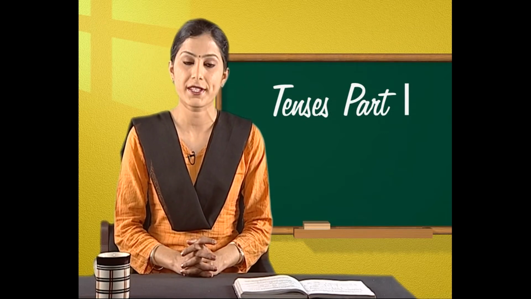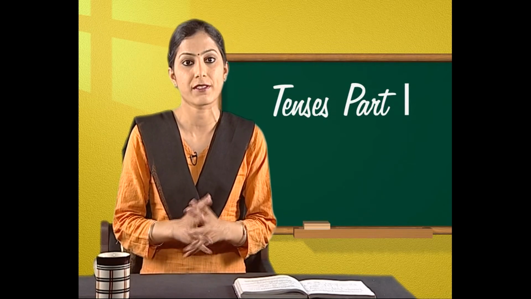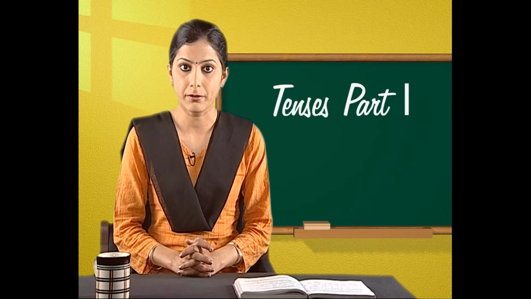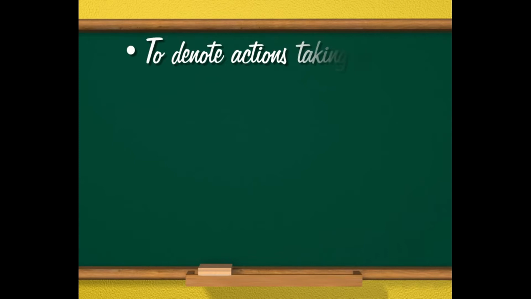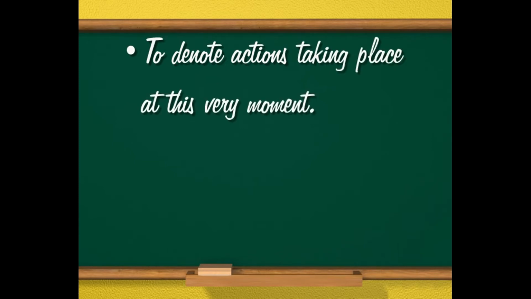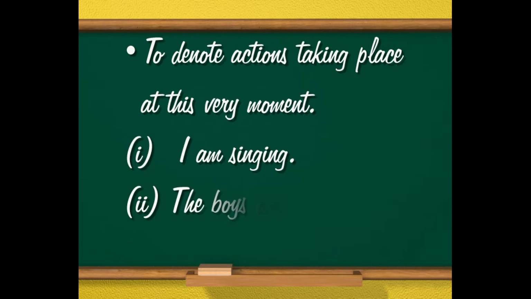Let's see some more examples of present continuous tense used in both the ways mentioned before in this lesson. They are to denote actions taking place at this very moment. Number 1, I am singing. Number 2, the boys are playing football.